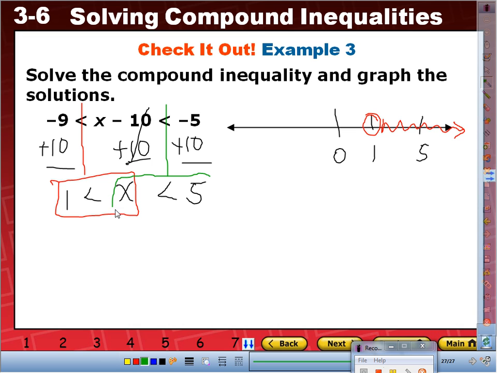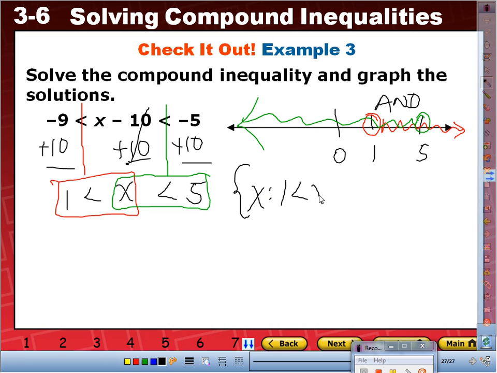Then I box the second part. Does it include the 5? No. x is less than 5, so that's everything to the left. Do the two graphs overlap? Yes, and if they do, this is an "and." Therefore, my solution set is x such that 1 is less than x, less than 5. If you got all that by yourself, okay?